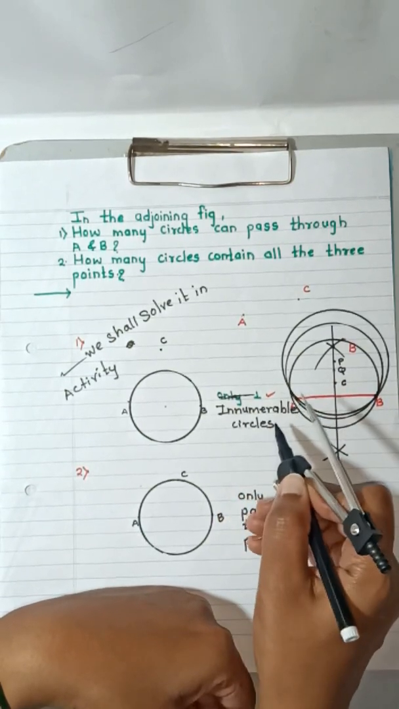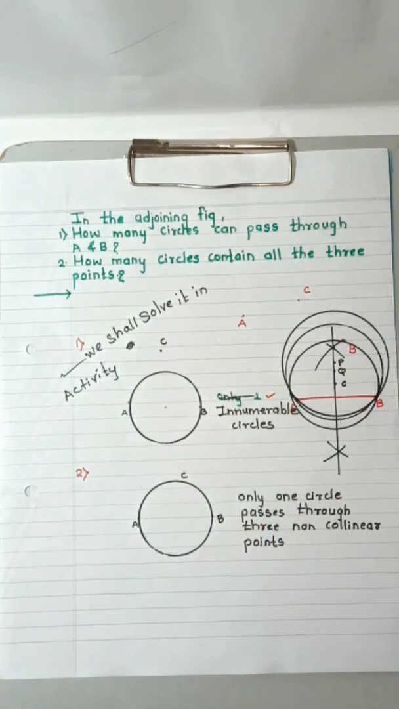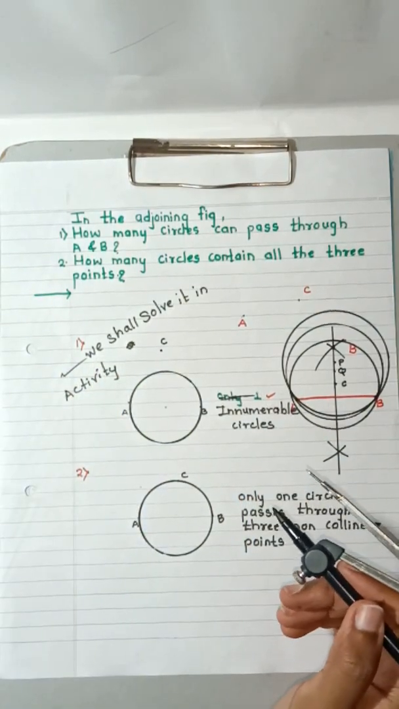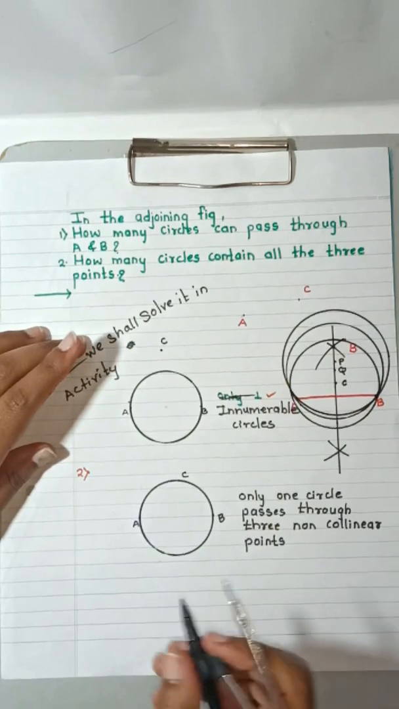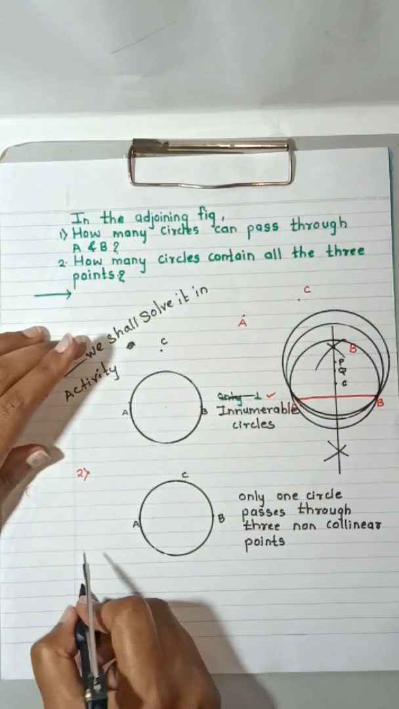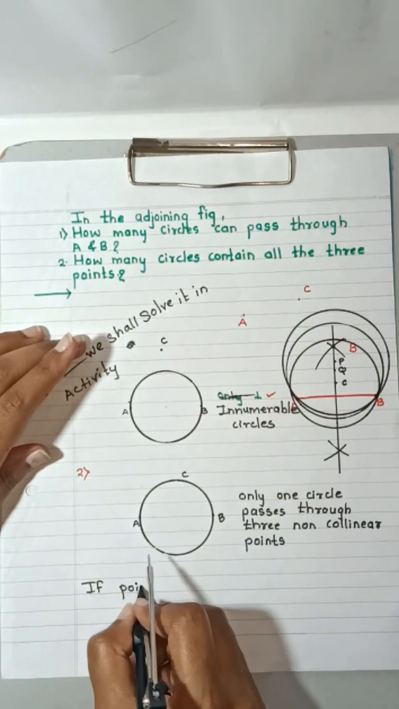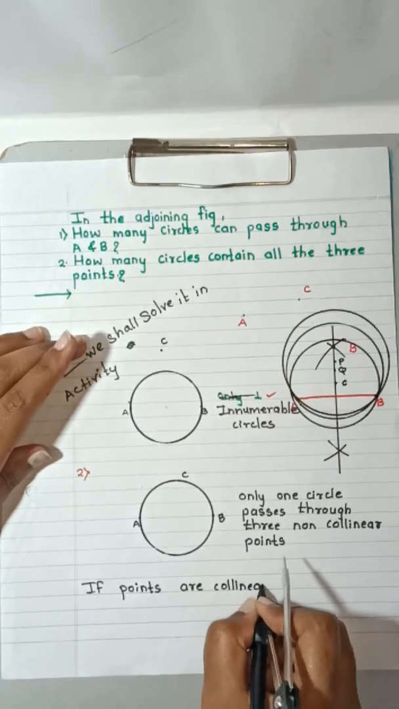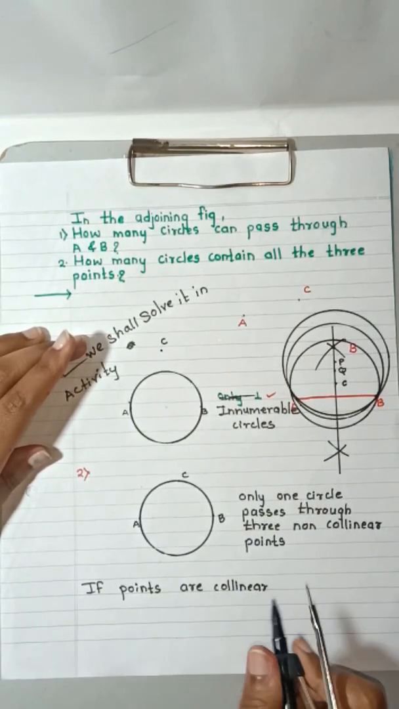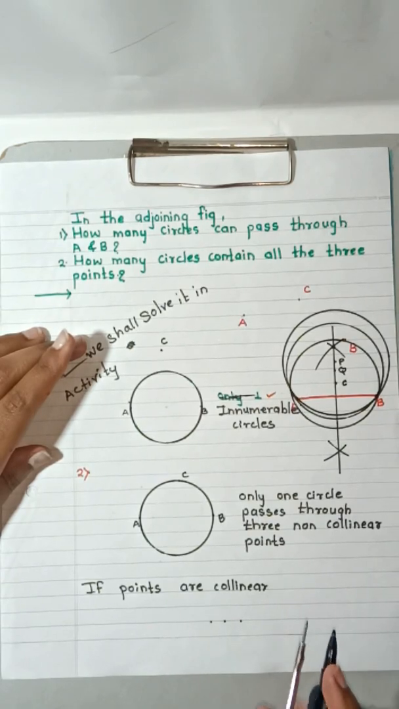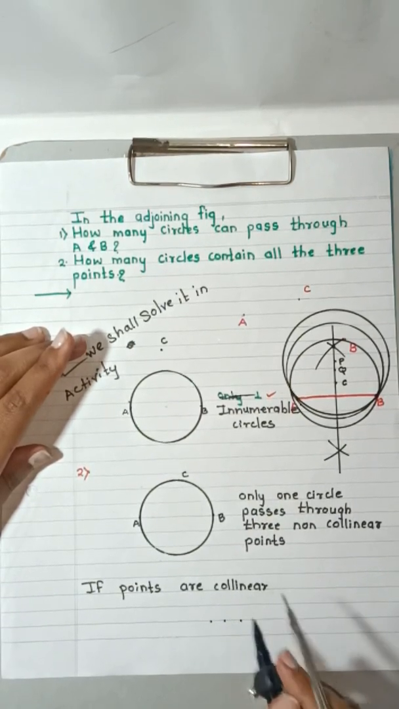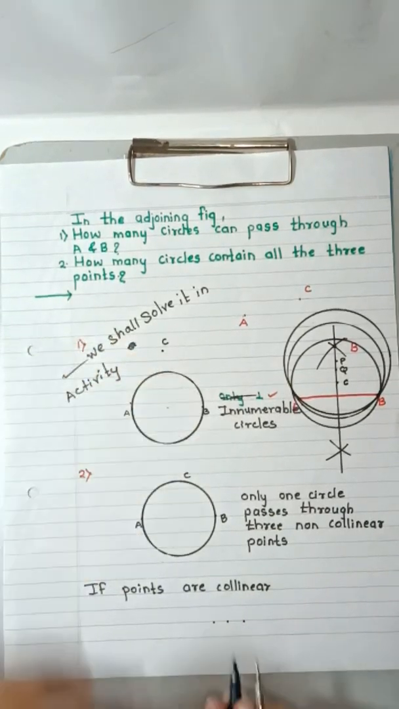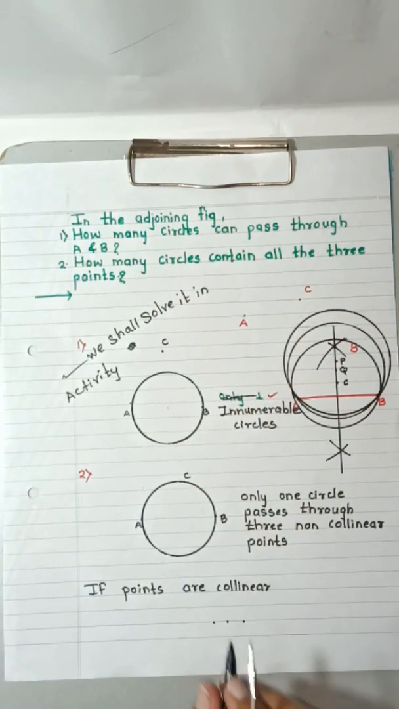You can draw innumerable circles passing through A and B. Now in the same way, if the points are given as collinear, that means they are on the same line, suppose 1, 2 and 3, then no circle can be drawn in such a way that all 3 points will come on the circle. Therefore you can write down that no circle can be drawn through the points which are collinear.